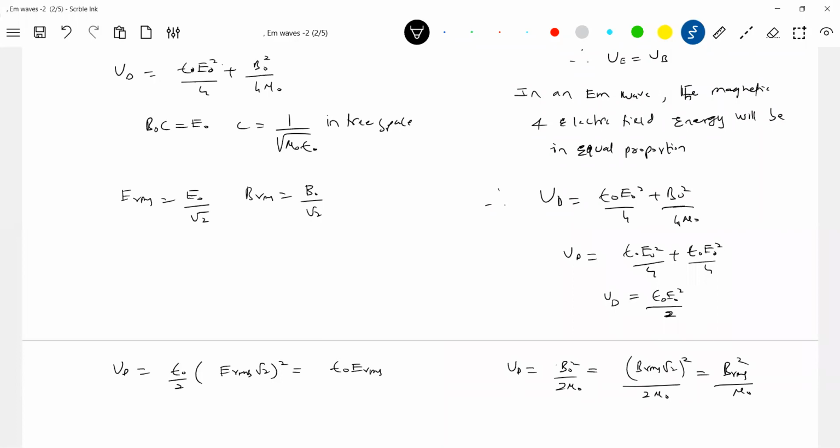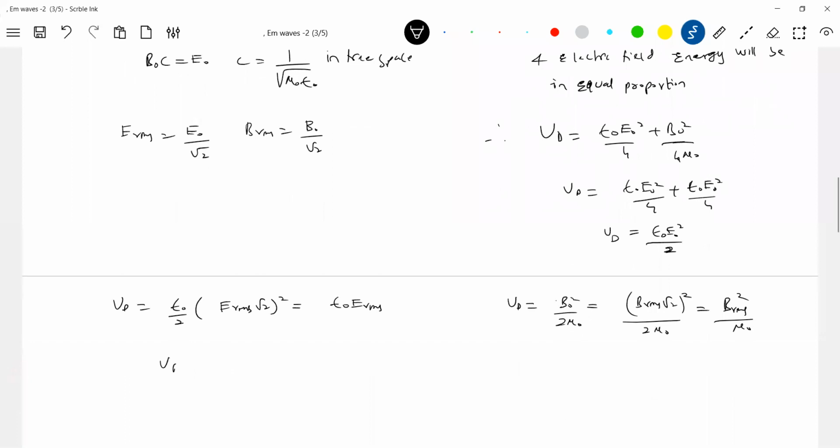Either of the form, the energy density of an EM wave, ε₀E_rms², the square term was missing. Okay, yeah, fine, thank you. Okay, this I think you have to remember. Either you can express it in terms of E_rms or B_rms. Usually we prefer E_rms. Why like that?